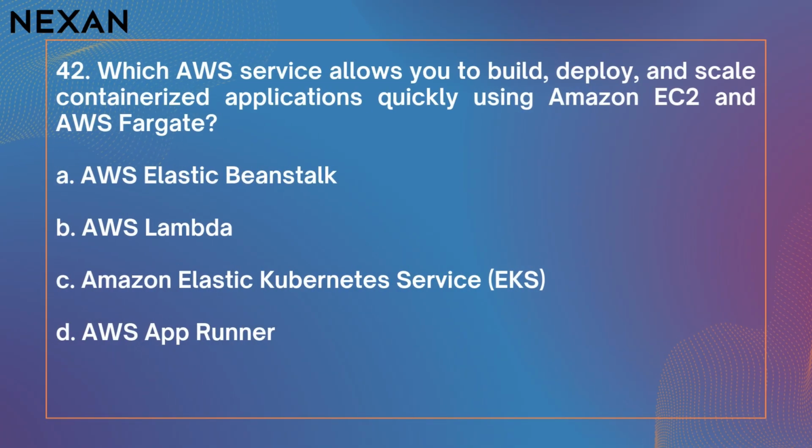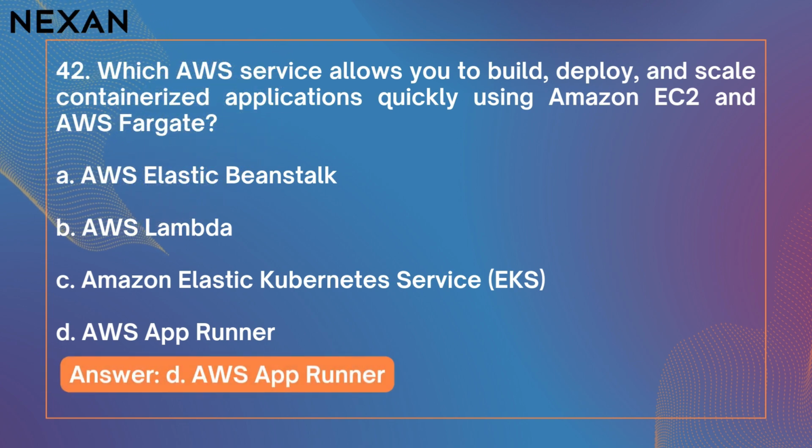42. Which AWS service allows you to build, deploy, and scale containerized applications quickly using Amazon EC2 and AWS Fargate? A. AWS Elastic Beanstalk. B. AWS Lambda. C. Amazon Elastic Kubernetes Service. D. AWS App Runner. Answer: D. AWS App Runner.